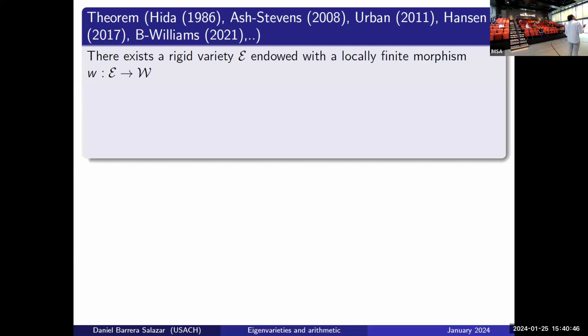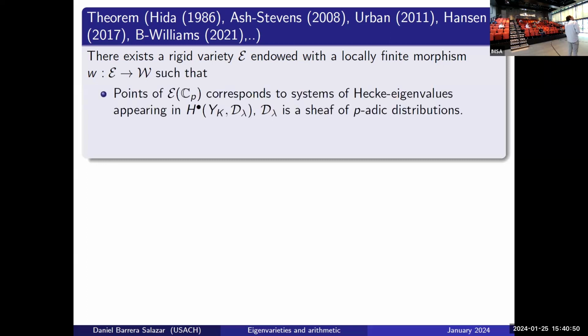Okay, that is the meaning of this morphism. That's the weight map. It's locally finite, which is interesting. And the points of this eigenvariety correspond to systems of eigenvalues appearing in the cohomology. But now there is a very subtle point.